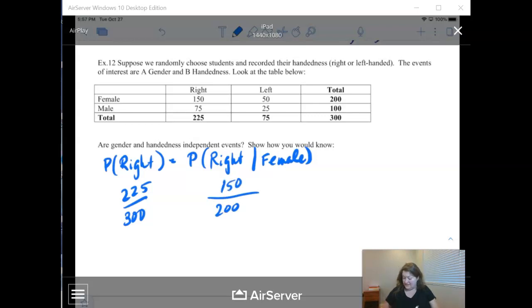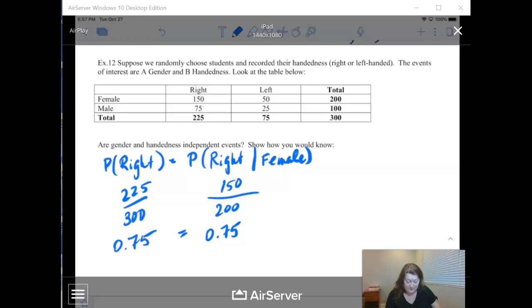Okay, so I'm going to have to go down to decimals to see if these are the same thing or not. 225 divided by 300 is 0.75, and 150 divided by 200, I'm pretty sure, yep, is 0.75. So what that means is the probability of people being right-handed is the same regardless of whether they're male or female. I'm getting the same amount. So I'm not more likely to be right-handed if I'm female.